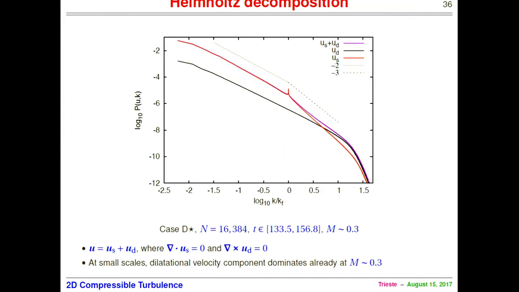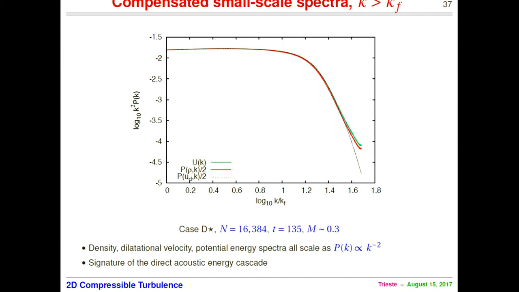Okay, so if we decompose the velocity spectrum using standard Helmholtz decomposition, we see that there are two independent cascades here on small scales. One is the standard enstrophy cascade, and it is described by the solenoidal component of the velocity, of course. And the second is basically the Kadomtsev-Petviashvili direct acoustic energy cascade. So that is the signature. And they have the right slopes as predicted by theory.